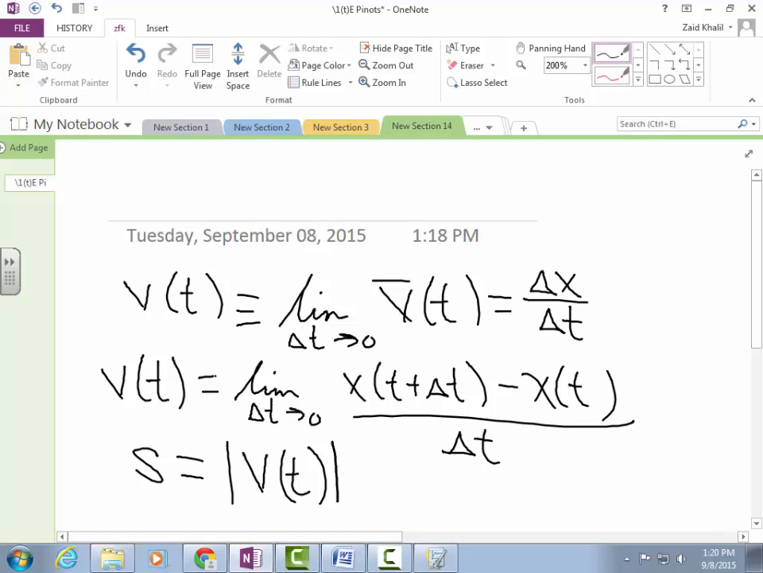Anyone got it? Want to volunteer it? I heard someone say the right answer. Go ahead. In other words, there's no time for it to change directions. It's happening at a point. So the speed is simply going to be the absolute value of the instantaneous velocity, depending upon whether the instantaneous velocity is positive or negative.